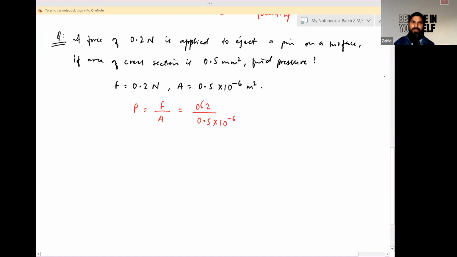So decimal and decimal will cancel out. So it will be 2 by 5, which will be 0.4, with 10 to the power minus 6 in the denominator. On moving to the numerator, it will be plus 6. Now, if you shift this decimal towards the right, there will be a decrease in the power of 10. So it will be 4 into 10 to the power 5 Pascal.